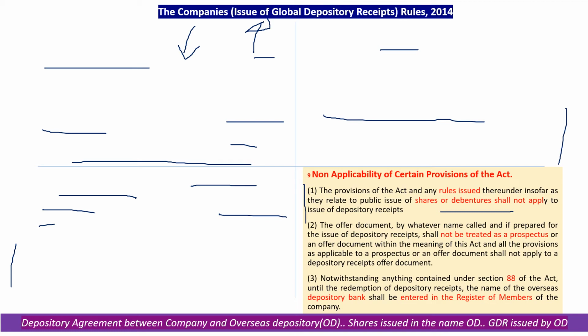And this depository receipts issue will not be attracting the public issue regulations nor the prospectus, and the register of members will not enter the names of buyers outside. It will be in the name of the depository bank in the register of members.